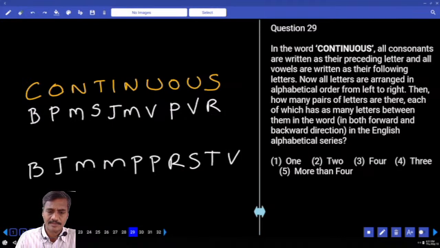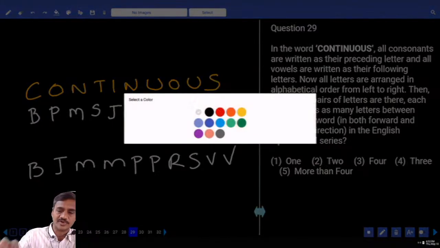Yes, after this S and V is there. There are two V's, isn't it? There are two V's after this. Then in this one we need to find out the pair.